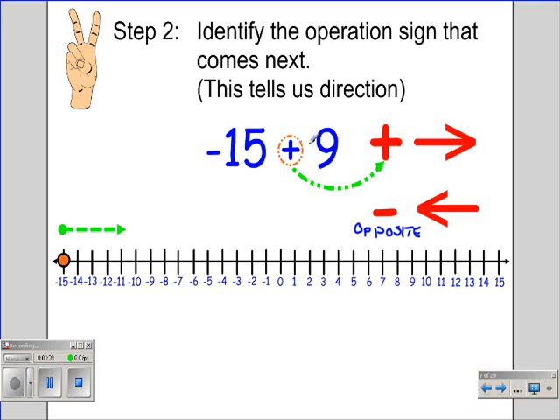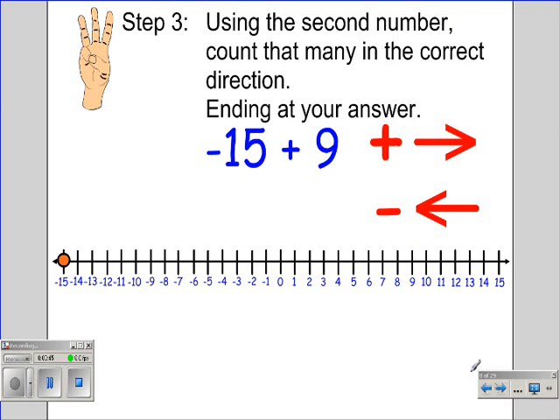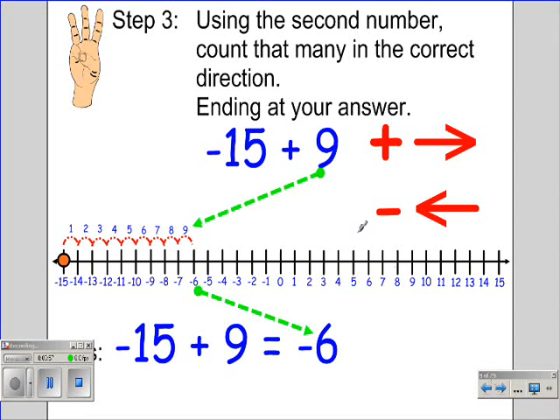So I'm looking at my symbol here. It's a plus sign, which means I'm going to be moving to the right. Well, how many am I going to be moving to the right, or how much? I use that second number, or the next number if there is more than one, to tell us the correct amount. So this number tells me I'm going to be moving to the right a total of 9.